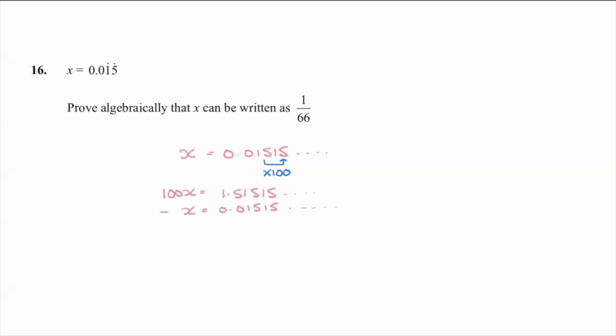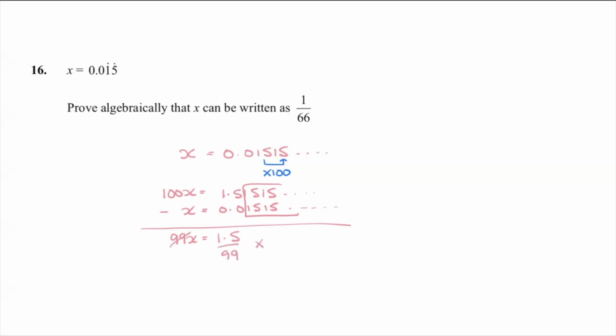0.01515. And if we've done it right, we will get numbers sitting on top of each other, and these numbers will just cancel out. So all of that has gone. So it no longer recurs into infinity with this method. We end up with 99x terminating at 1.5. Now we're going to divide through by the 99 to get x on its own.